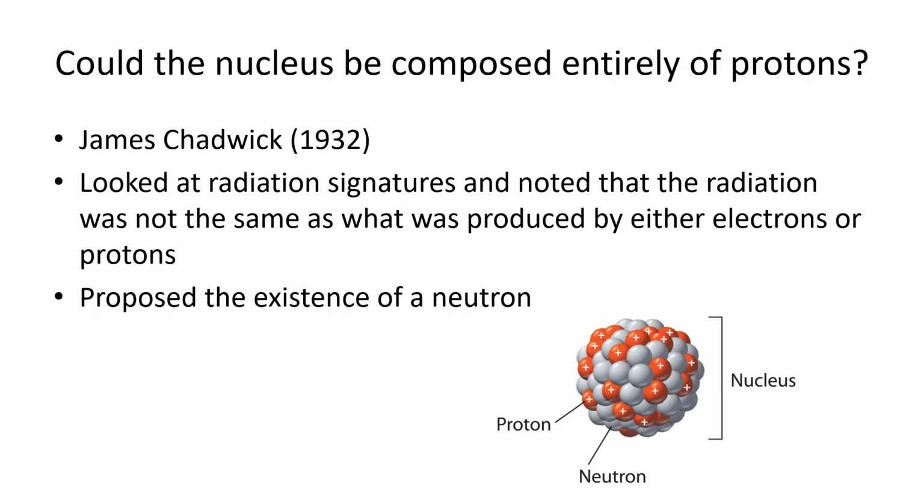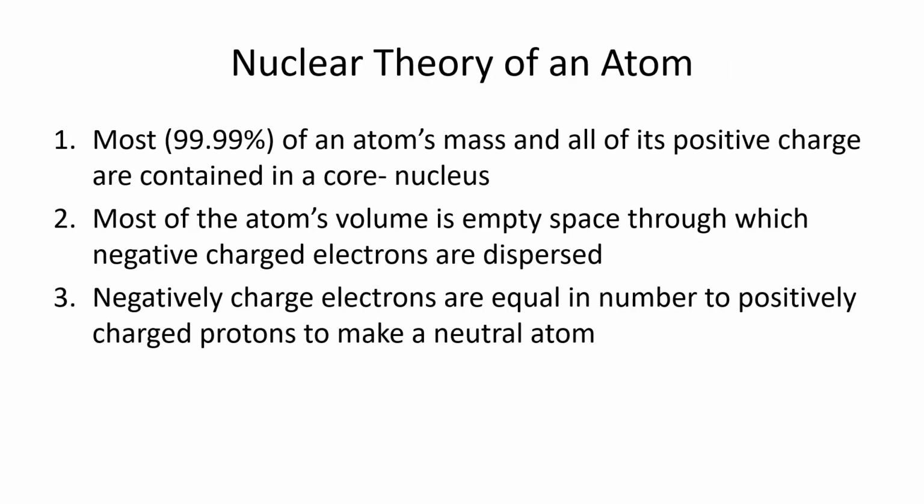And so with that, he proposed a neutron. And so how he did that was he looked at different radiation signatures, and it was not something that could have been produced by either an electron or a proton. And so he said there must be some other fundamental particle of an atom, and with that he proposed a neutron, and now we know there's protons, neutrons, and electrons, and voila, the nuclear theory is really coming to play.